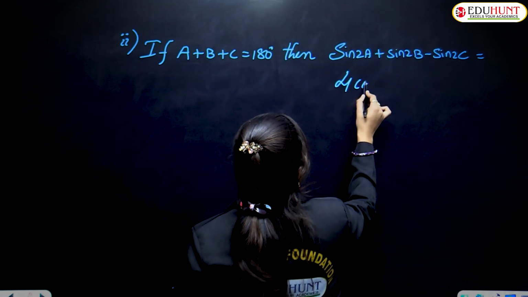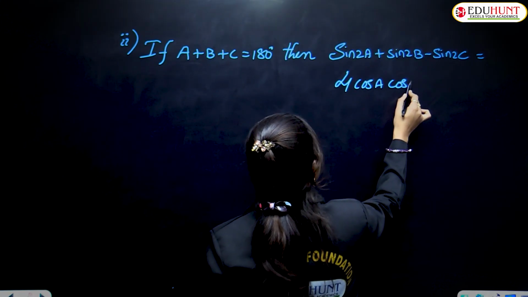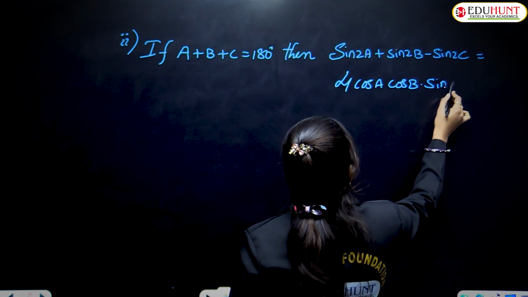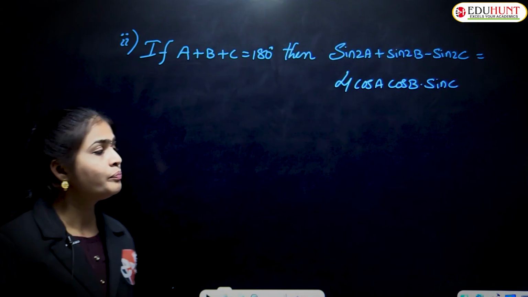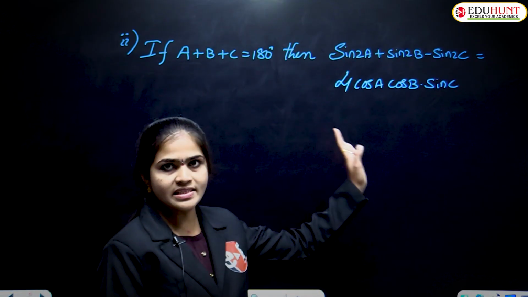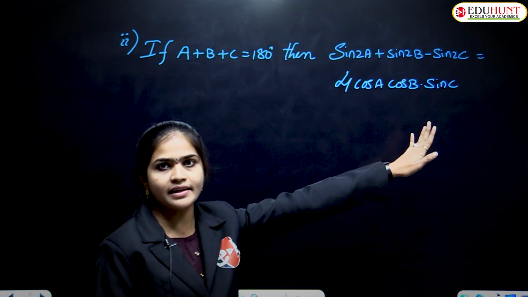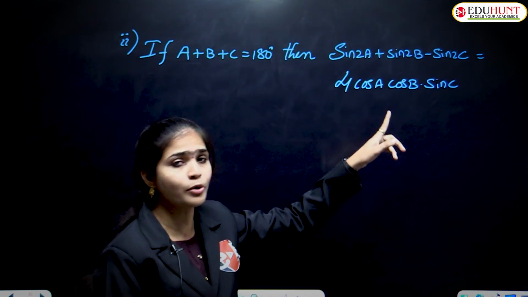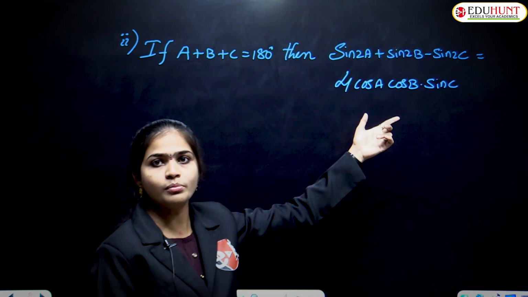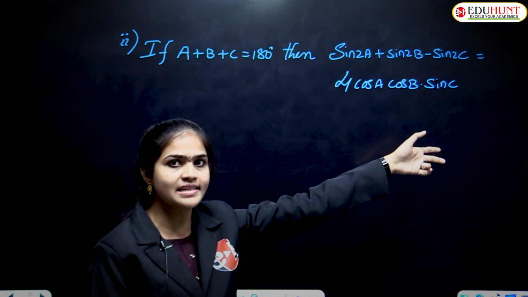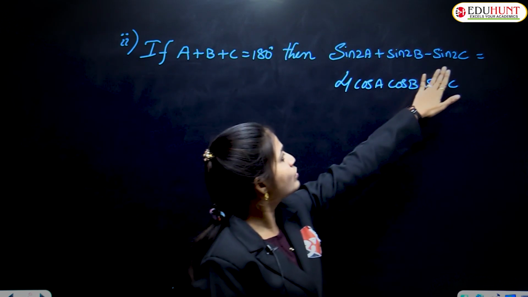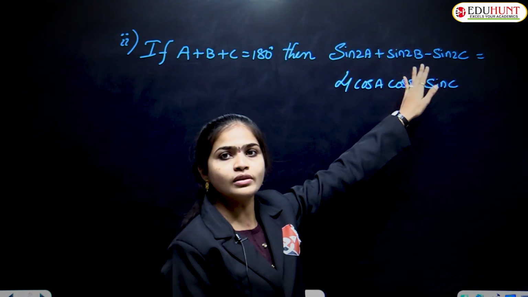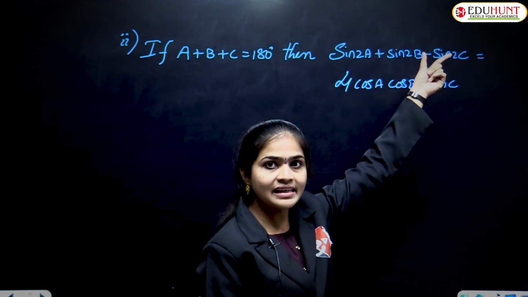4 cos A cos B sin C. Okay, just observe that the previous formulas all have positives. Sin A plus sin B plus sin C, which means sin 2A plus sin 2B plus sin 2C, all are positives. So that's why in that formula also we have 4 sin A sin B sin C. But here sin 2C has the negative sign. So that's why which one is having the negative sign?